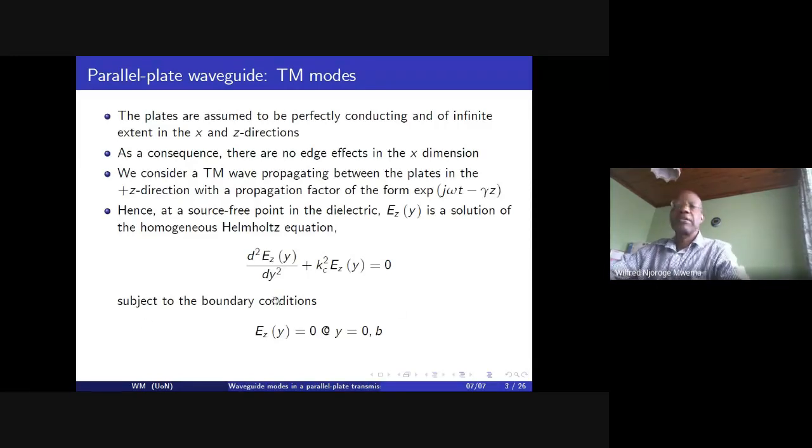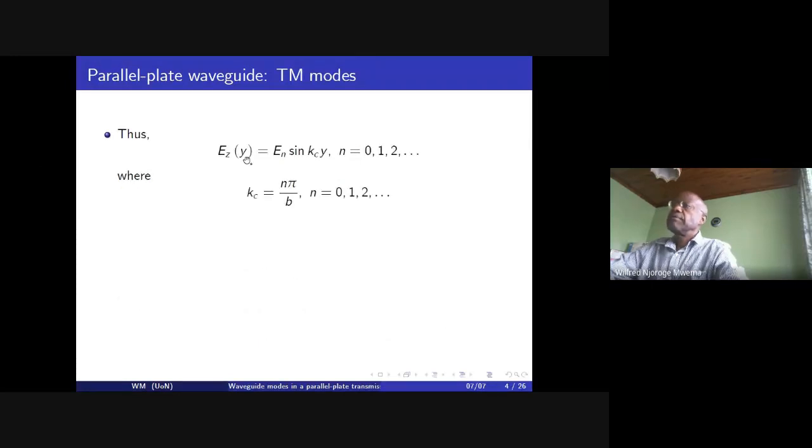So subject to the boundary conditions, that at the inner surface of the bottom and top conductors, Ez of y is going to go to 0 because the conductors are assumed to be perfectly conducting, and we know that the tangential component of electric field intensity must vanish at a conducting surface. So we can therefore write that Ez can have solutions which have the form En sine kc of y, where n is equal to 0, 1, 2, and so forth.